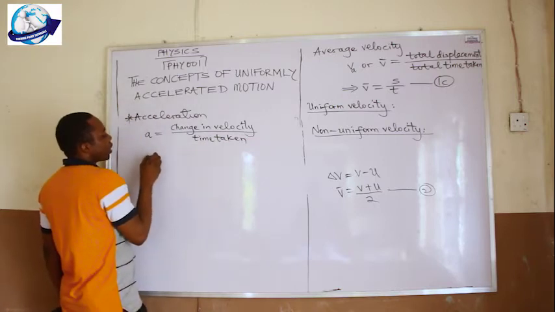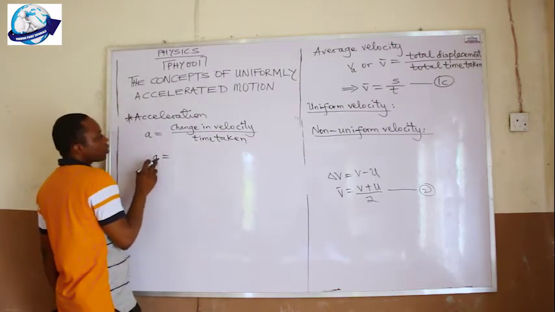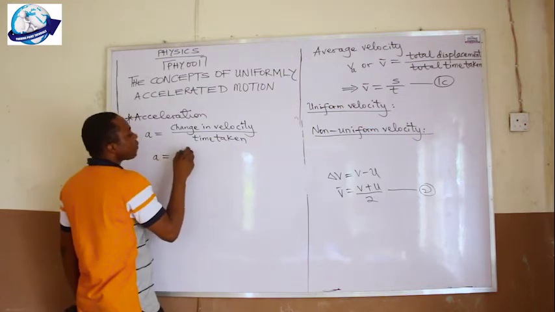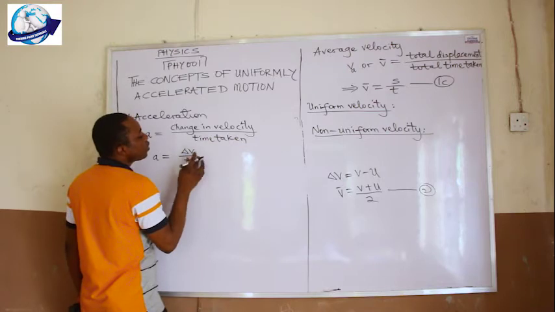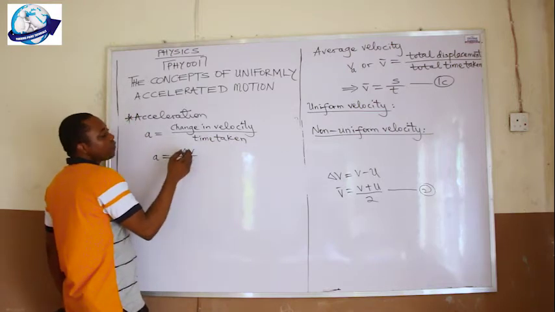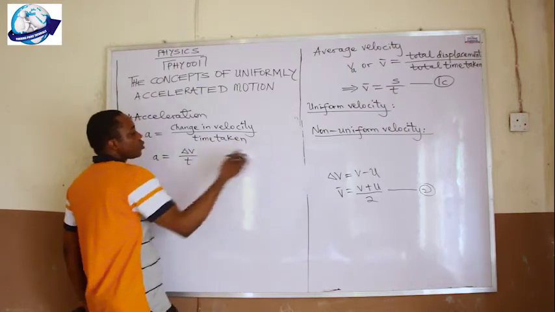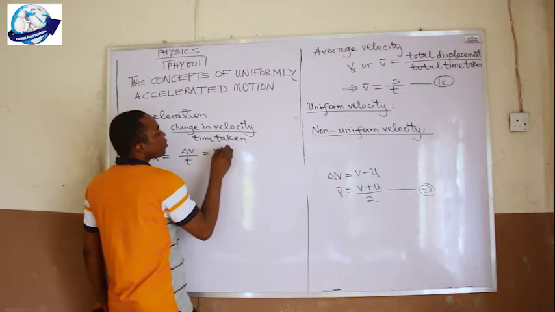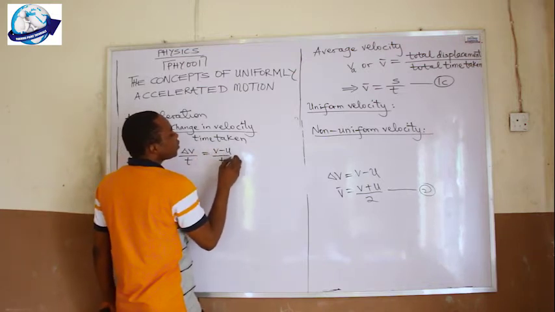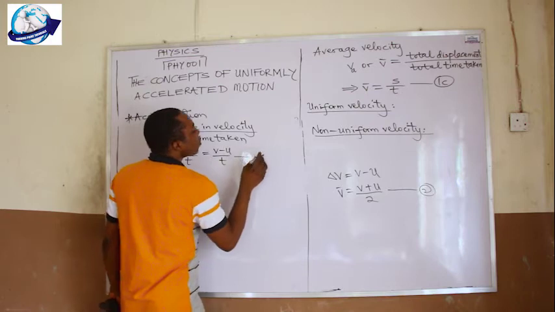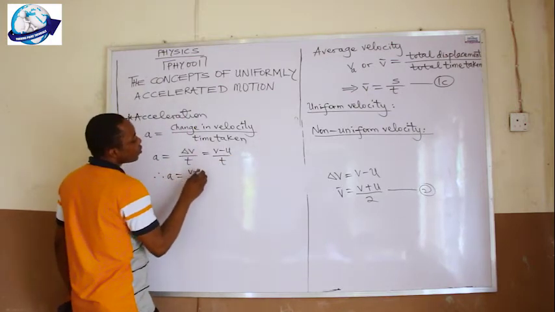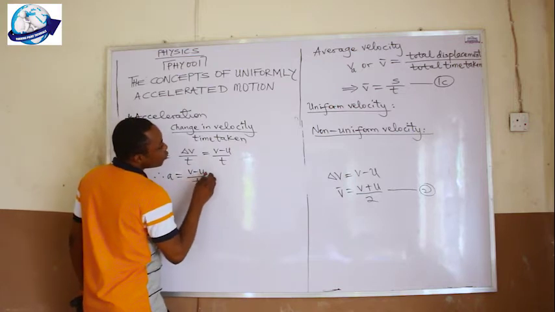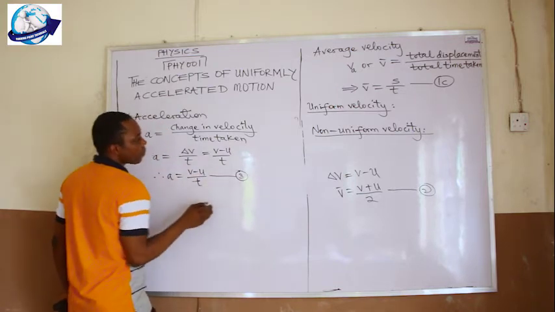We can rewrite it as acceleration a is equal to delta v over t. Delta means change, and t is time. Remember we said delta v means v minus u. Therefore we can say a is equal to v minus u over t. Let's call this equation 3.